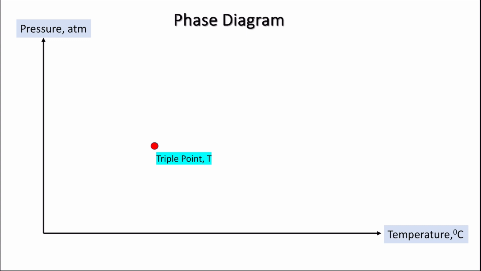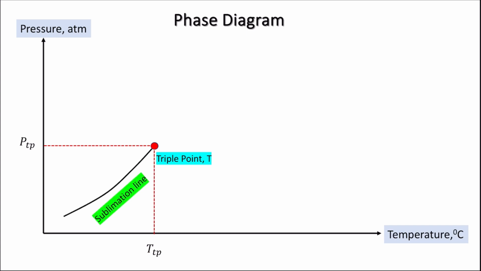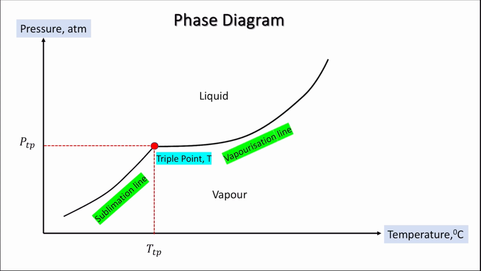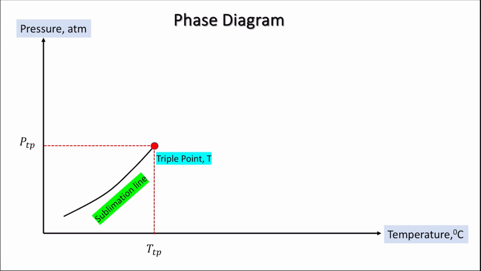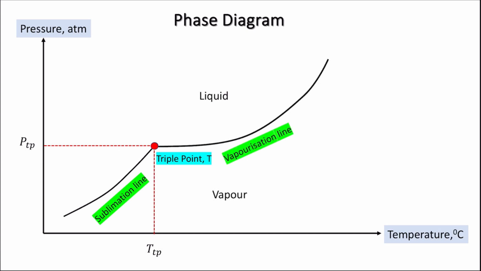After that, you will put this as the pressure for the triple point, and this is for the temperature of the triple point. Seterusnya, kita akan lukis sublimation line. Kenapa this one we call it sublimation? Because it is between solid and vapor. So I'm continuing with the second line, iaitu vaporization line.